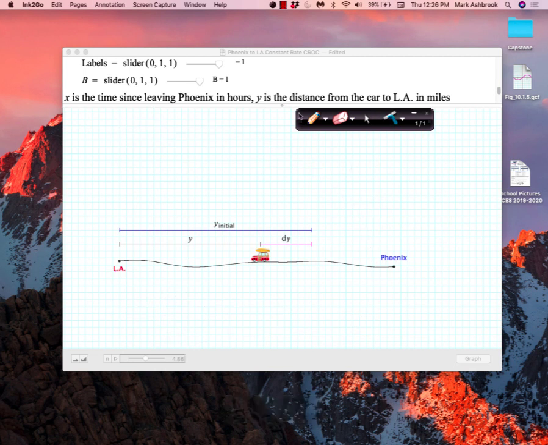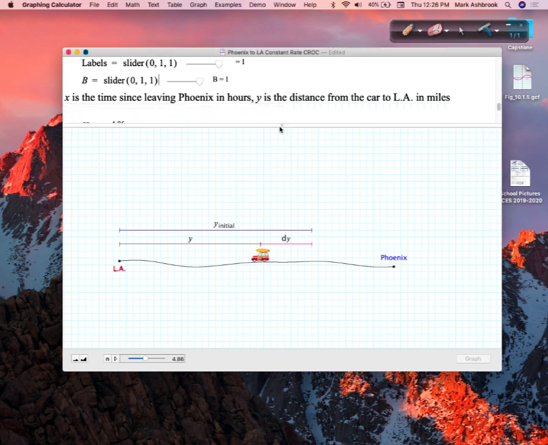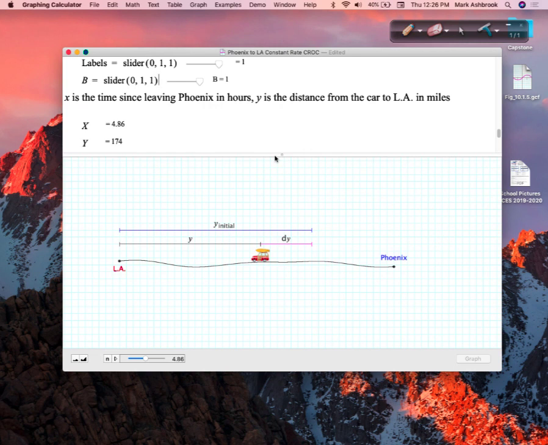So I've got some values here of x and y, and I'm showing them. So x is now at 3 hours, 4 hours, and then the corresponding distance from the car to LA, now 100 miles. The picture might not match up proportionally to the values, but just pretend that those values in the picture are correct.